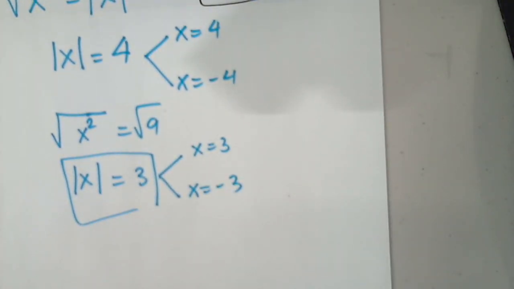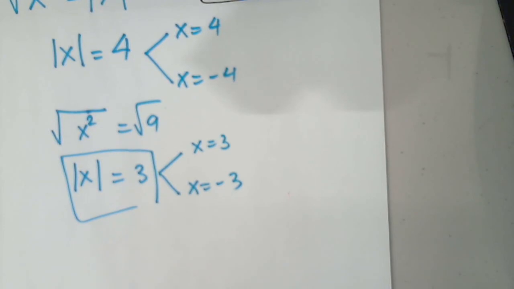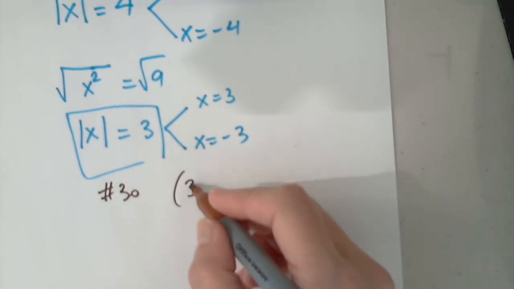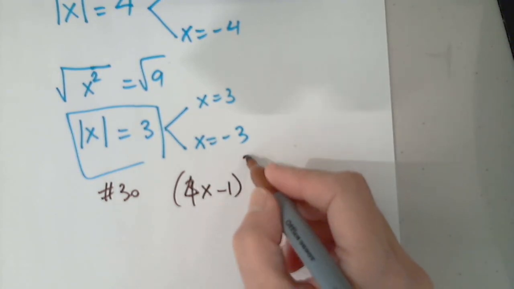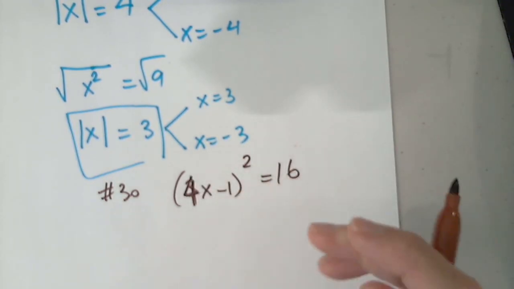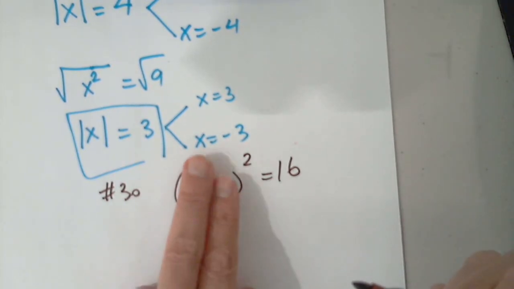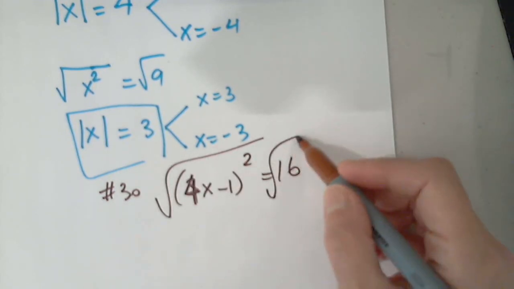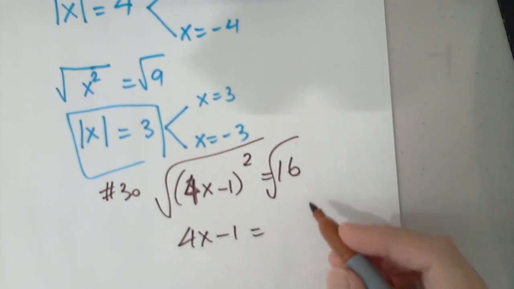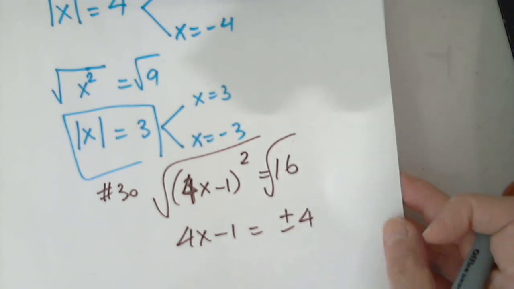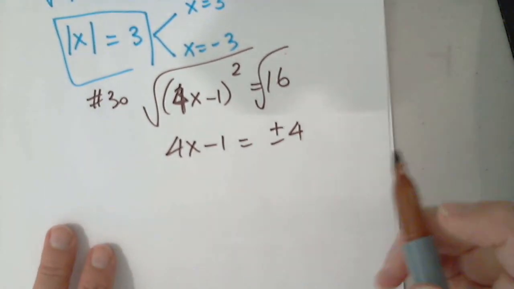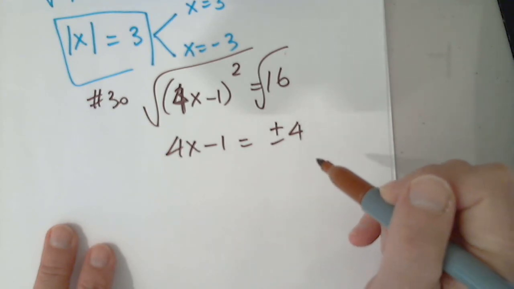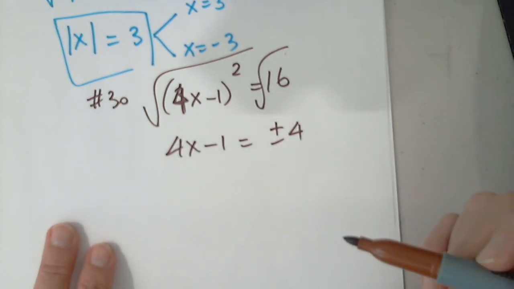Since I only have 1 more minute, I'd like to show one more problem, like 30. So this is 4x minus 1 squared equals 16. So in this case, the same idea, something with x squared equals a number. So I take the square root from both sides and I get 4x minus 1 equals plus or minus 4. But here I have 2 more steps. I have to move 1 and then divide both sides by 4.